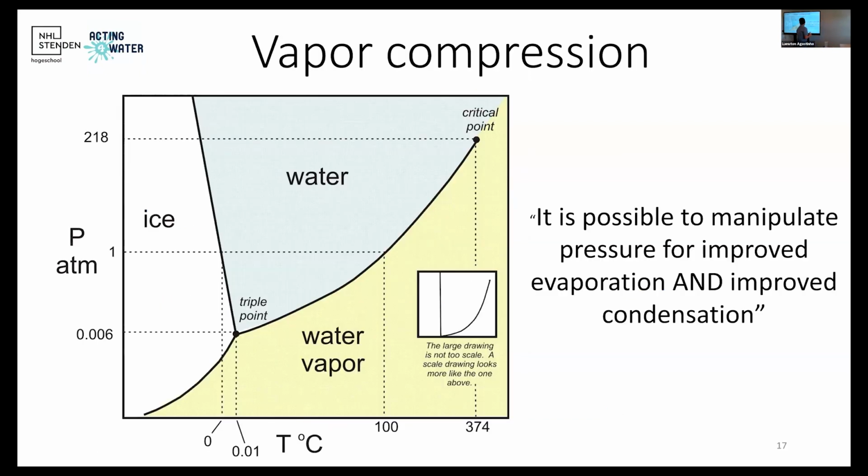So it's important to say, again, I repeat myself, it's possible to manipulate pressure for improved evaporation and for improved condensation. Normally the MED processes, because you want to improve your condensation, have a vapor compression phase. So you try to increase your pressure at a certain operation temperature, which ranges depending on the plant, but in the range of 60 to 80 degrees. You want to increase your pressure to condense your vapor.